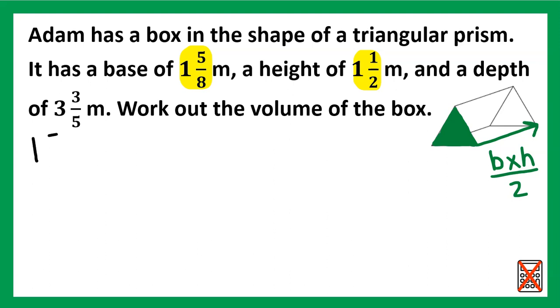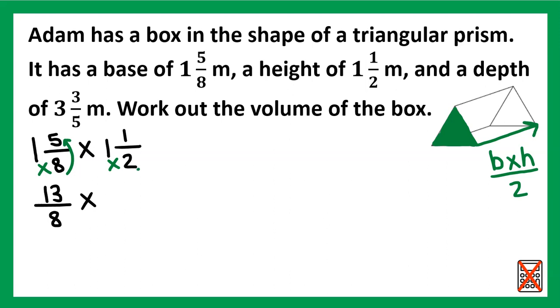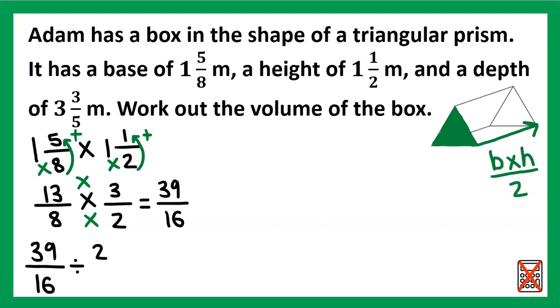So the base is given as 1 5 over 8, and the height is given as 1 1 over 2. I can multiply these by changing them into improper fractions. 1 multiplied by 8 plus 5 is 13 over 8, and 1 multiplied by 2 plus 1 is 3 over 2. Now I can multiply these together, giving me 39 over 16. A reminder that the area of the triangle involves dividing by 2 once you've multiplied the base times the height. 39 over 16 divided by 2 is equal to 39 over 32.